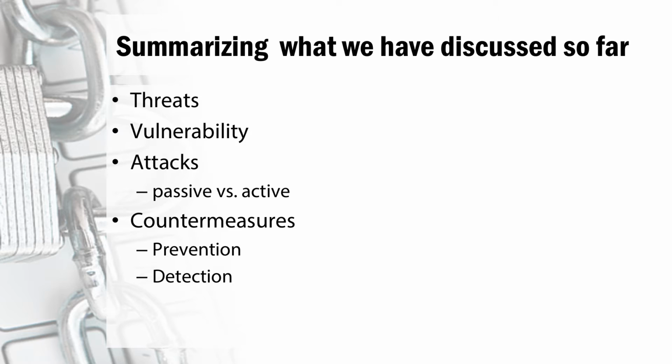Lastly, we discussed countermeasures, which are extremely important to information security. These include prevention, detection, and recovery. Remember, prevention is always the key in maintaining the confidentiality, integrity, and availability of any information system.